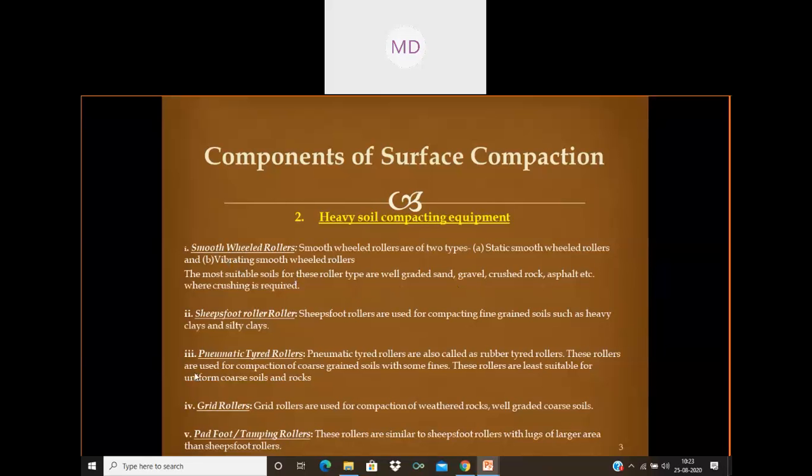I'm not going into much detail about this. You can just note it down if you want, or the notes are available in the portal. You can take the notes from there. If you have any doubt, you can ask. Depending on what kind of compaction, up to what degree you need the compaction level, and what kind of soil is there, you can select the type of roller.